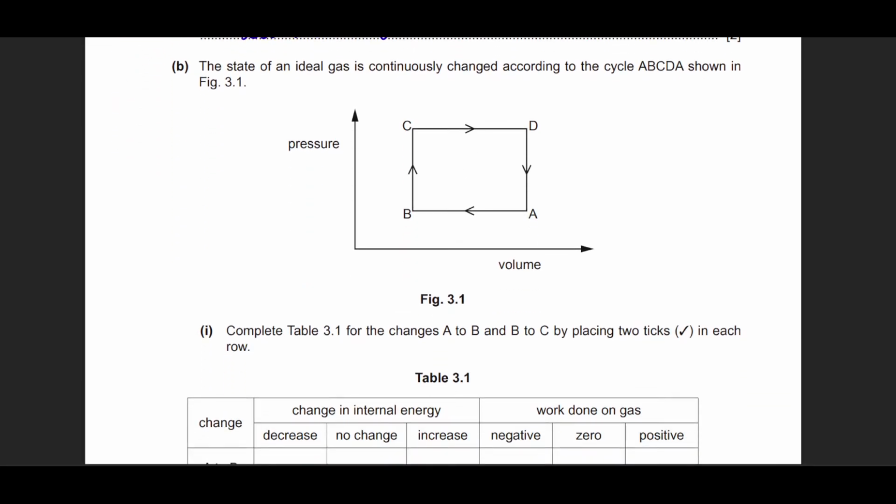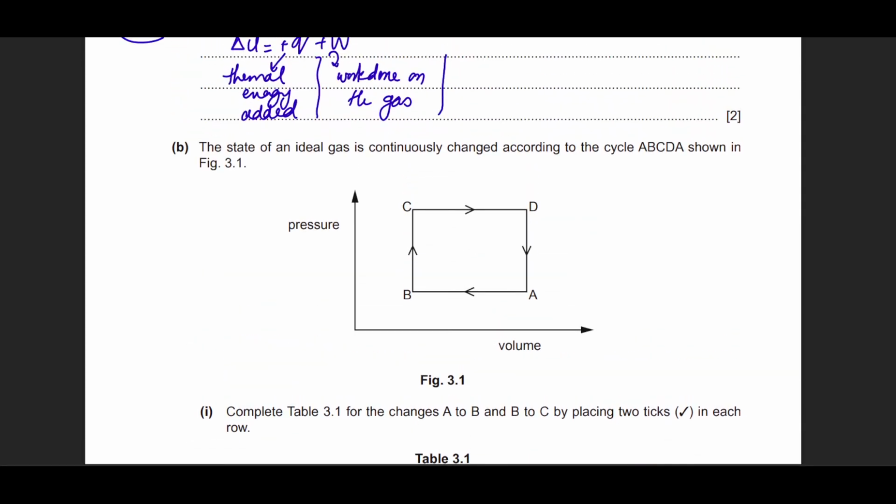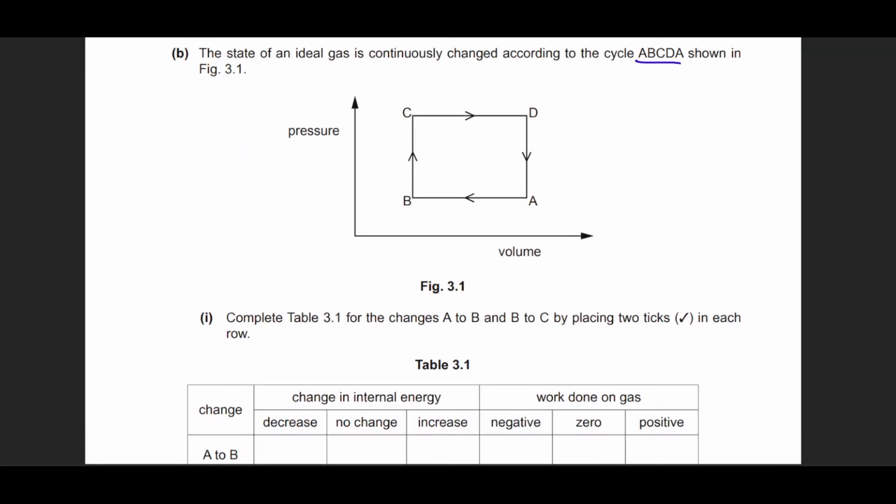Anyways, so the state of an ideal gas is continuously changing. Okay, fine. He says that the cycle is ABCDA. So what does that mean? It means that if the starting point and the ending point are the same, then after reaching this point, the total change in internal energy will be 0. So neither is it going to gain internal energy, nor lose internal energy. Whatever it had at the beginning, for example if it had 500 joules of internal energy, after completing the whole cycle it will still have 500 joules.